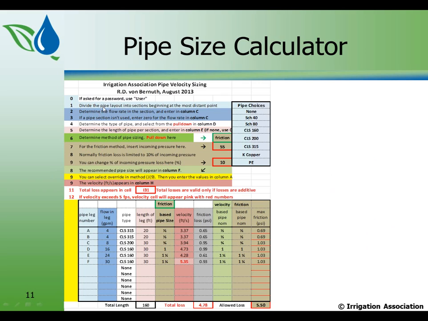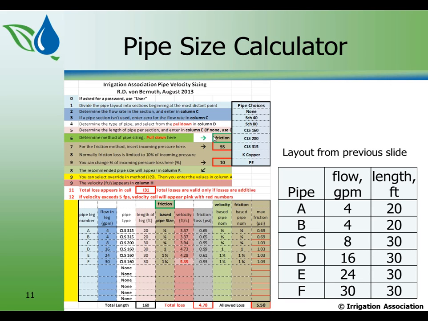Okay, so step 1, divide the pipe layout into sections beginning at the most distant point, which we've done. Determine the flow rate in each section and enter those in column C. We've determined the flow rates, and they've already been entered for you in column C. And I've reproduced that layout from the previous slide here on the right. So you can see that pipe A right here is pipe A right here, and it is 4 gallons a minute and is 20 feet long. Okay? If you don't use a pipe section, enter 0 for the flow rate in column C. This is column C. You would enter 0, and then nothing else shows up because it's formatted that way.